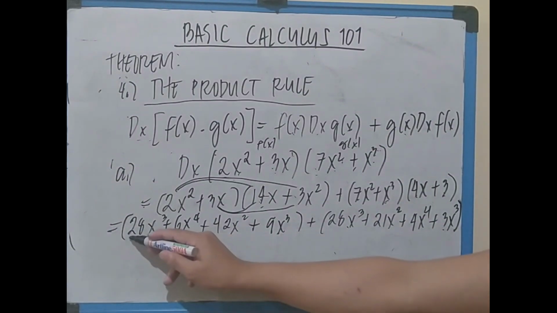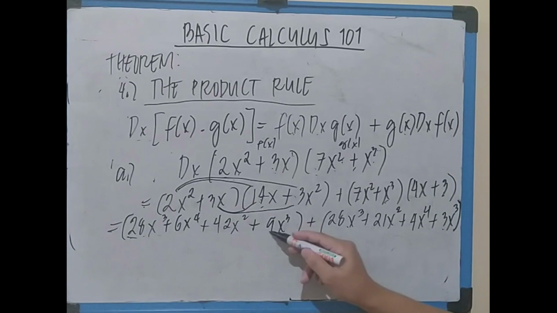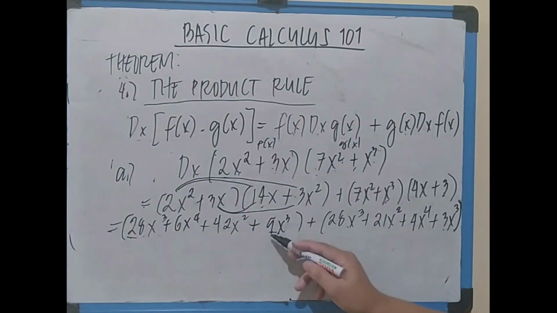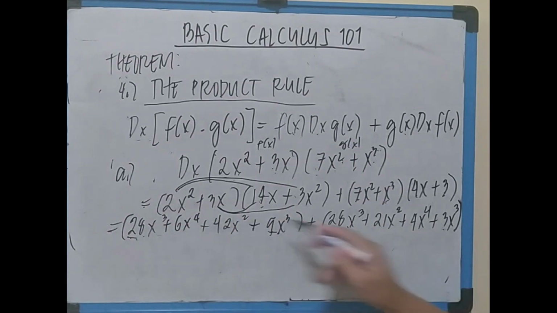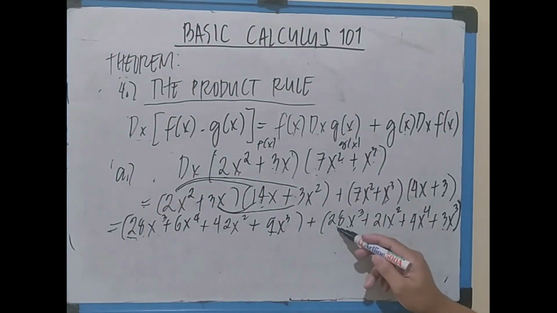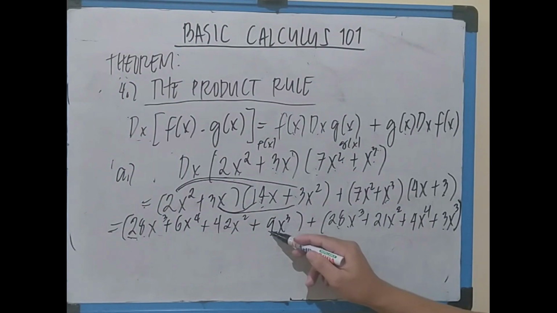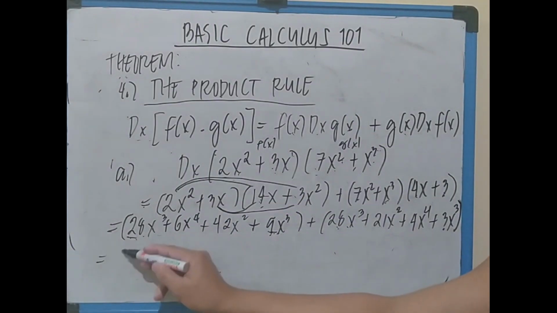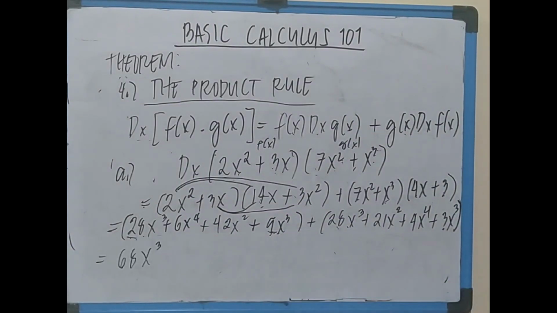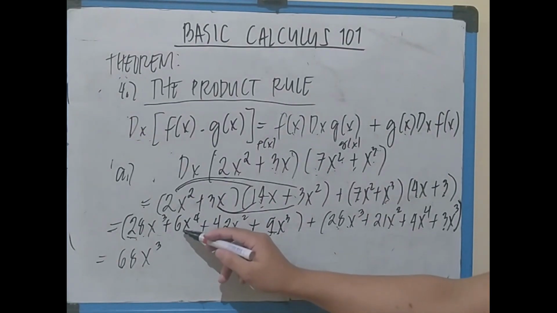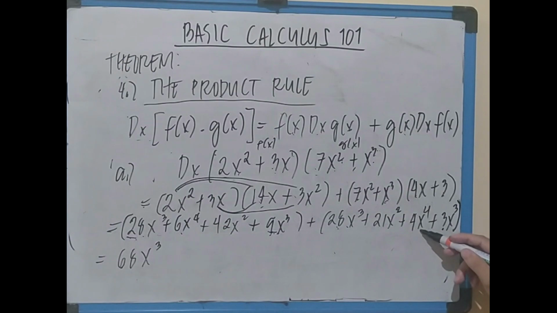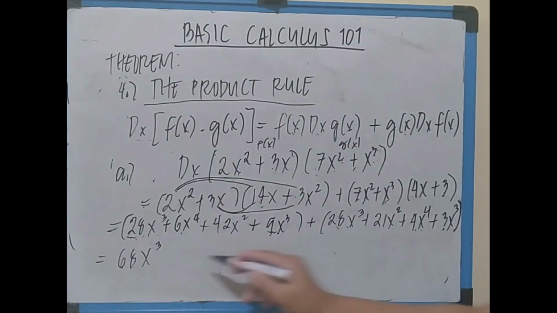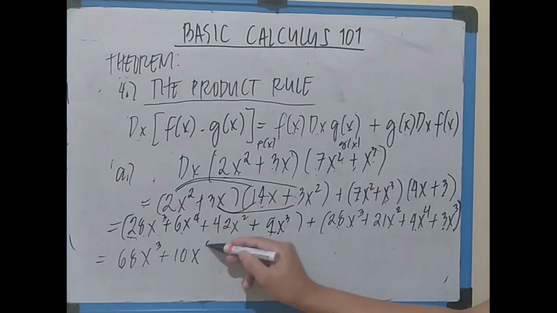So, bale, pag-add lang natin. 28, guys, plus 9 is 37. So, ito muna. 28 is 56, no? 56 plus 9 is, we have now 65. Then 65 plus 3 is 68. So we have now 68x raised to 3. Now, so 4 naman, this one, x raised to 4 and x raised to 4. So 6 plus 4 will be 10x raised to 4.